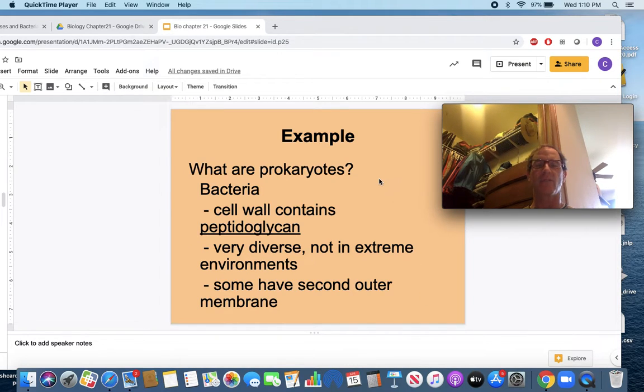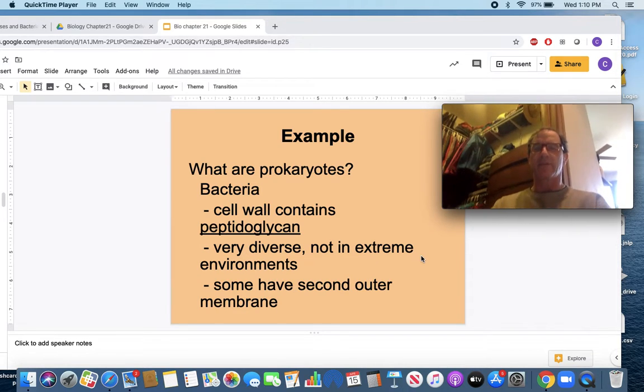So here's a little example to get you started. First topic was, what are prokaryotes? They talked about bacteria and archaea, which is another group of them. So I just kind of started here with bacteria as my second subheading. And then the details would be, one is has cell wall that contains peptidoglycan. Two, they're very diverse. They don't live in extreme environments. These are the bacteria that most people find around them in day-to-day life, on our tabletops, in the soil, on our skin, in our mouth, that kind of thing.